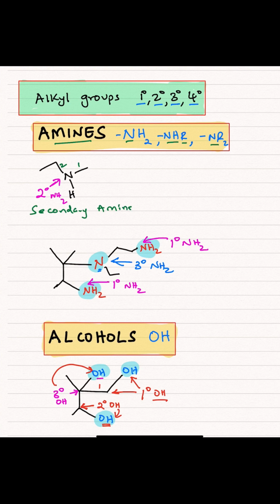Next structure, let's start with this NH2. It has only one alkyl group connected to it, and therefore that becomes primary amine. Next, this nitrogen has 1, 2, and 3 alkyl groups connected to it, making it tertiary amine. Lastly, that nitrogen has only one alkyl group connected to it, making it primary amine.